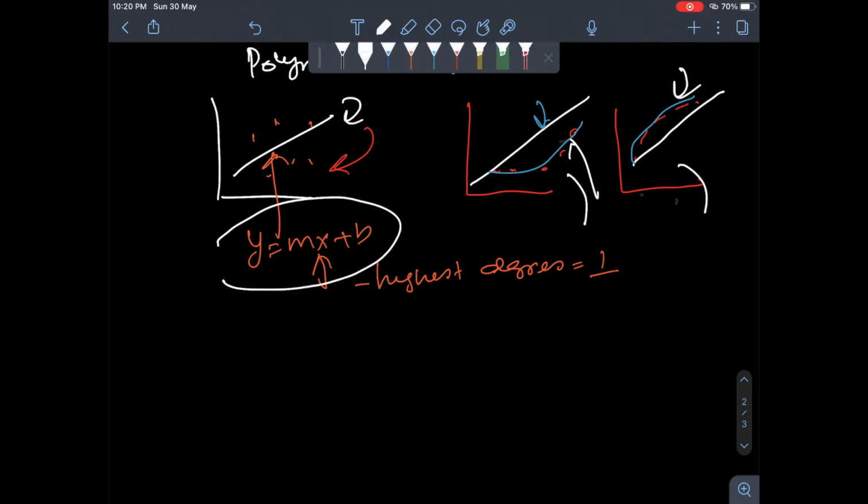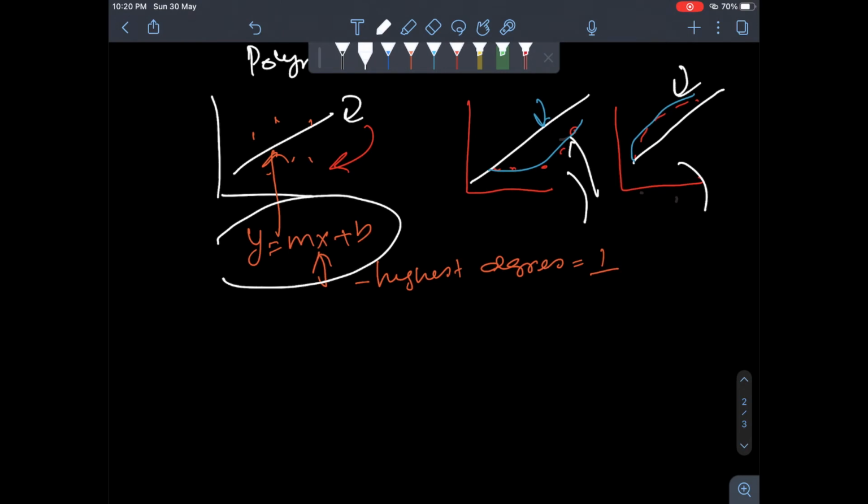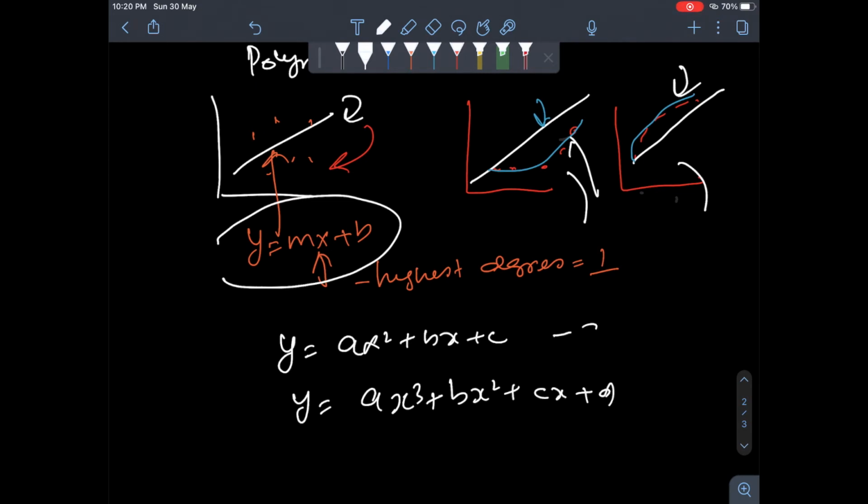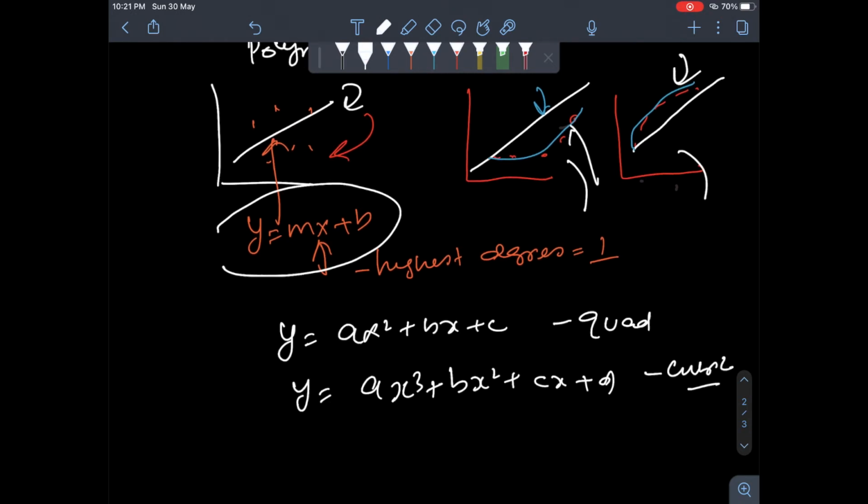Simply, we have different polynomial equations with different powers. So this has a power 1. We have an equation that's y is equal to ax squared plus bx plus c. We have a cubic equation, ax cubed plus bx squared plus cx plus d. So this is a quadratic equation. This is a cubic equation. So we have different types of equations for different purposes. This type of equation gives this line. This type of equation gives maybe something like this line. So we have different equations for different lines.